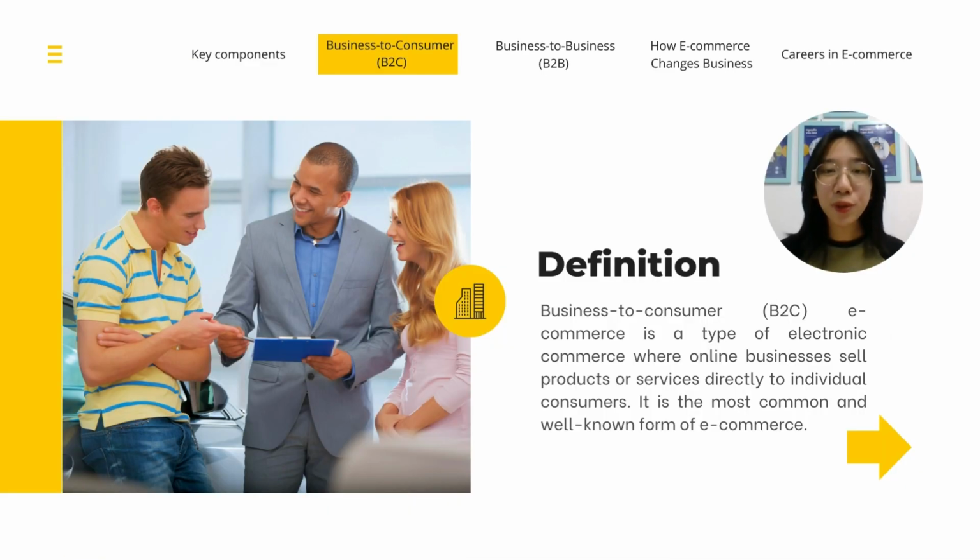In the next part, we'll dive into the diverse landscape of B2C business models, exploring how companies are leveraging the internet to reach and engage with consumers like you and me. Well, first of all, business to consumer, B2C e-commerce, is a type of electronic commerce where online businesses sell products or services directly to individual consumers. It is the most common and well-known form of e-commerce.